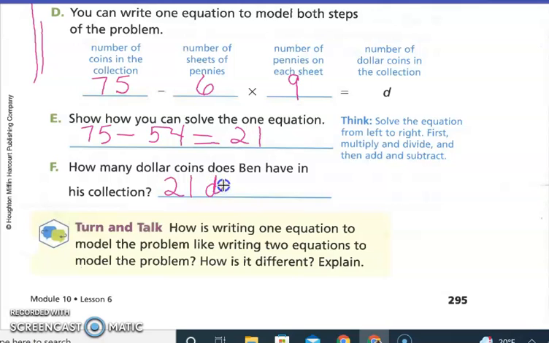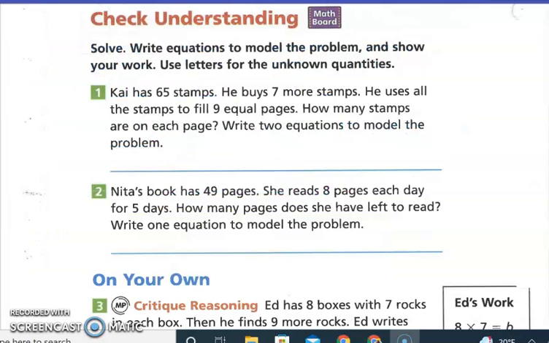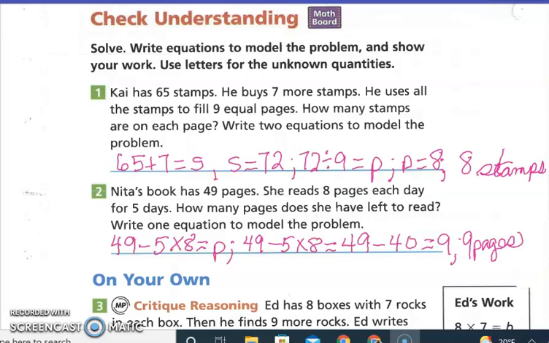How many dollar coins does Ben have in his collection? 21 coins. Okay. Are you writing? Okay, if you're working at home, go ahead and check your understanding and then come back and check for the correct answers. Okay, here are the answers for check your understanding. On number 2, don't forget to do your order of operations and do your multiplication first. After this, you can go on to your homework.